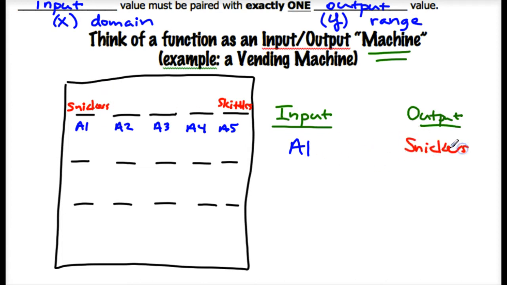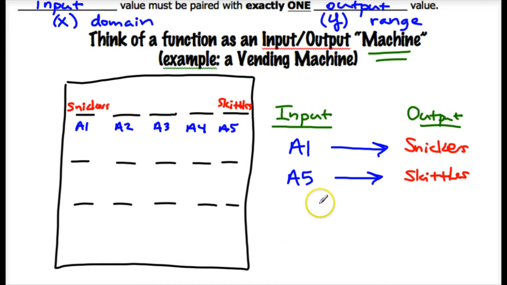Okay, so a vending machine is a real-life example of a relation. You type in A1 as your input, your output is a Snickers bar. If you type in A5, your output is going to be Skittles. So far I haven't really told you anything different from the last video. Okay, this is an example of a relation, this vending machine relationship.